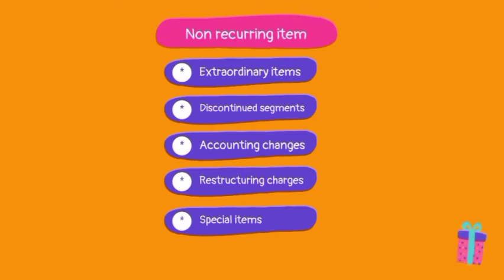The fifth is special items. Special items refer to transactions and events that are unusual or infrequent, but not both. These items are typically reported as separate line items on the income statement as part of income from continuing operations. Often, special items are non-routine items that do not meet the criteria of classification as extraordinary items. Special items constitute the most common and important class of non-recurring items.